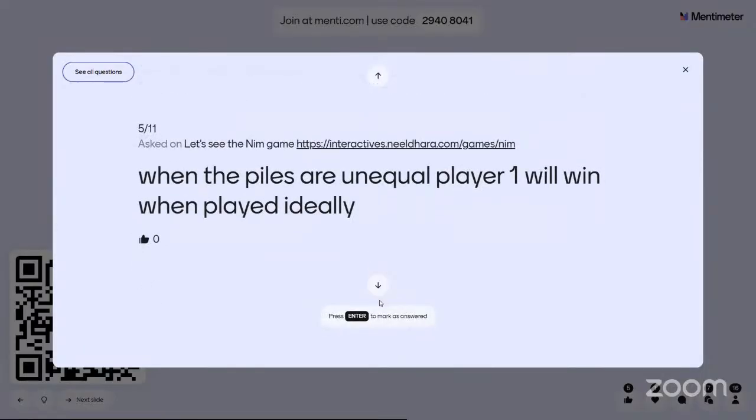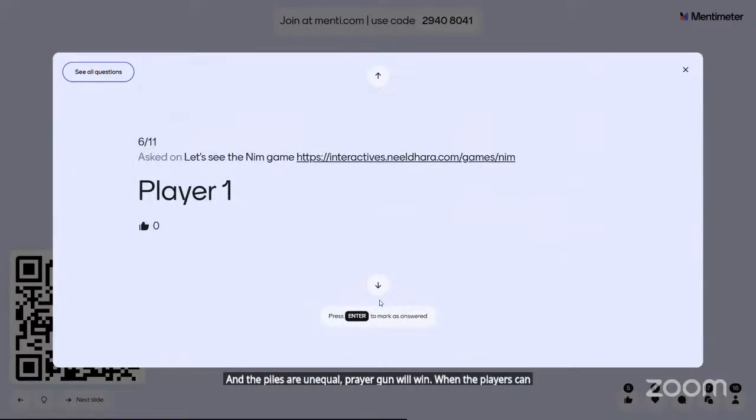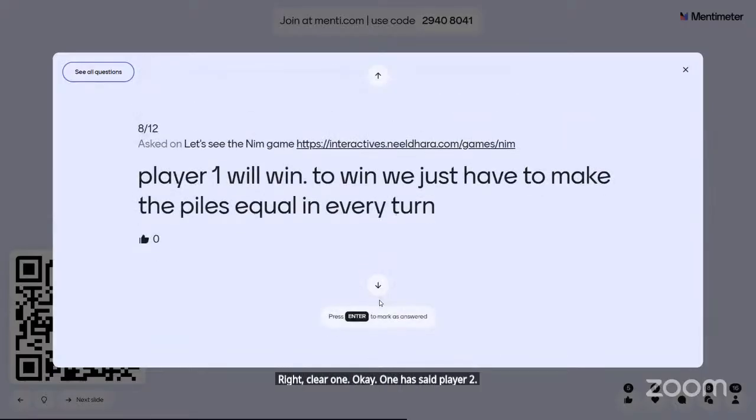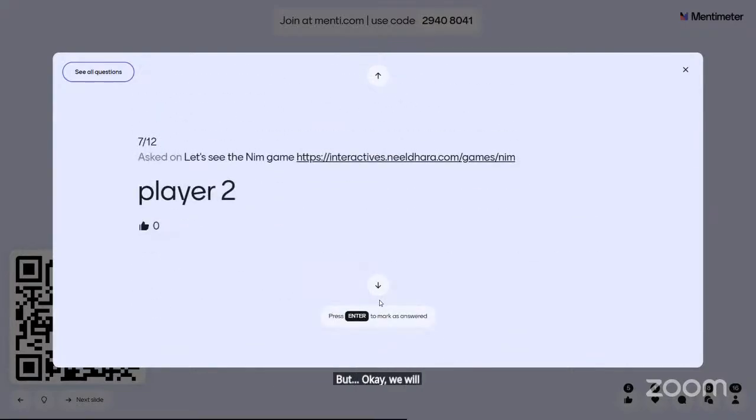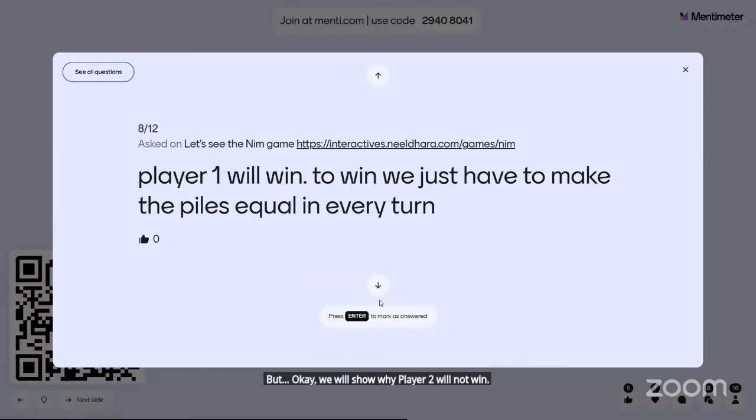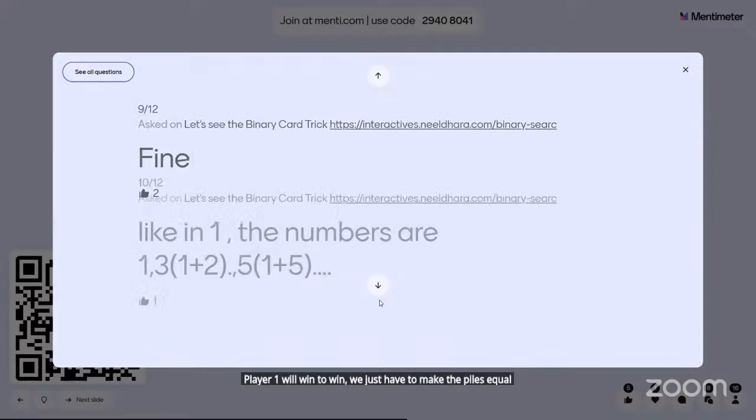When the piles are unequal, player one will win when played ideally. Right. Player one, okay. One has said player two, but we will show why player two will not win. Player one will win. To win, we just have to make the piles equal in every turn.